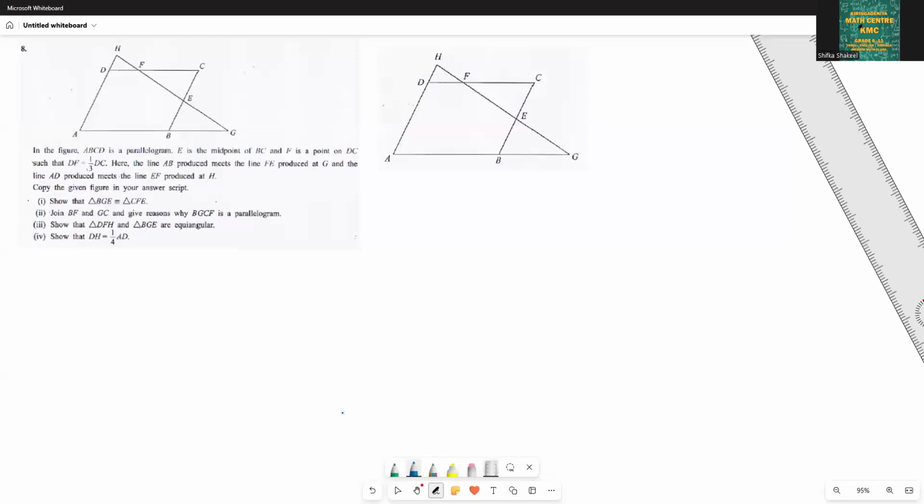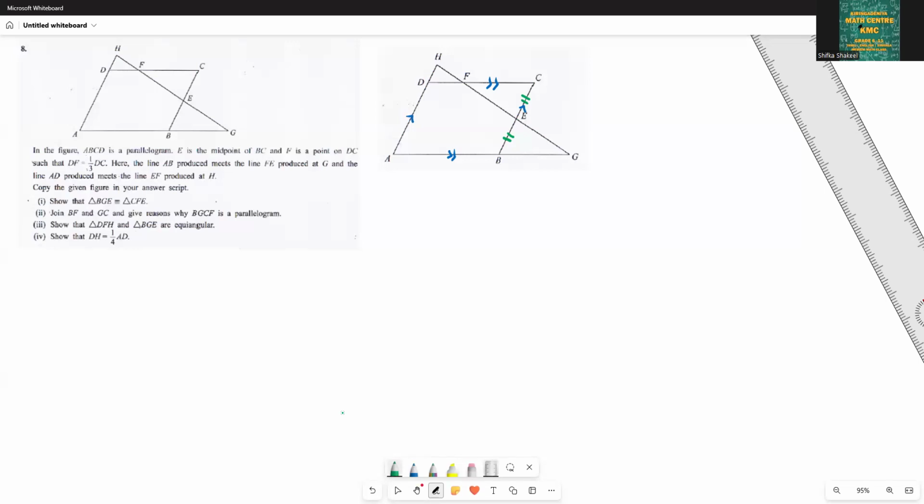In the figure, ABCD is a parallelogram. If it is a parallelogram, children, opposite sides are parallel and also equal. And E is the midpoint of BC. E is the midpoint means BE and EC are equal.